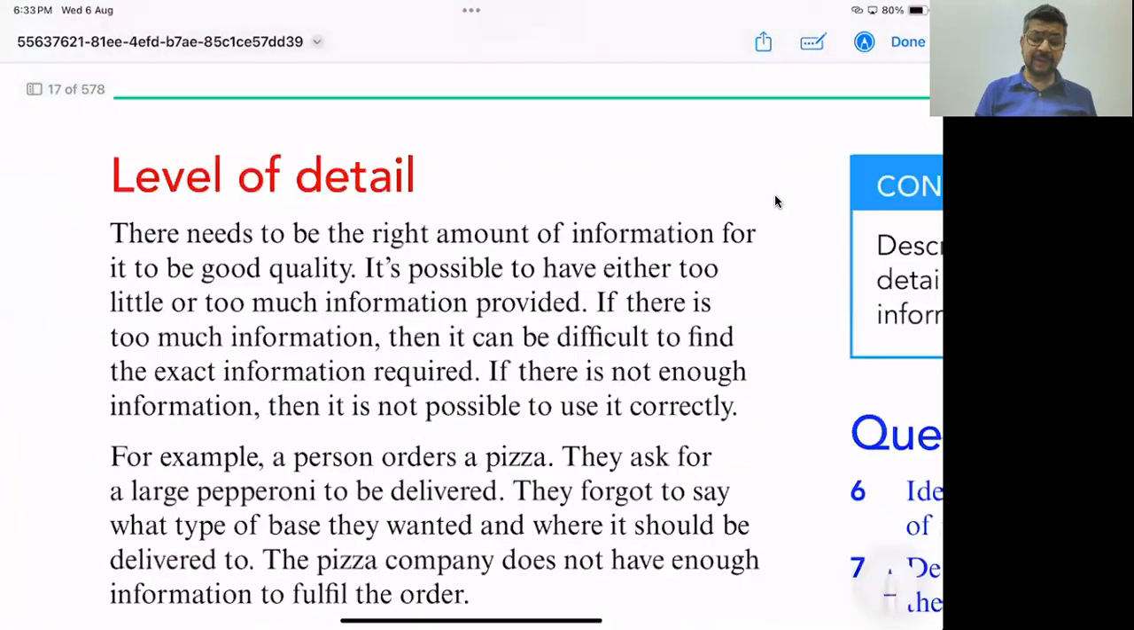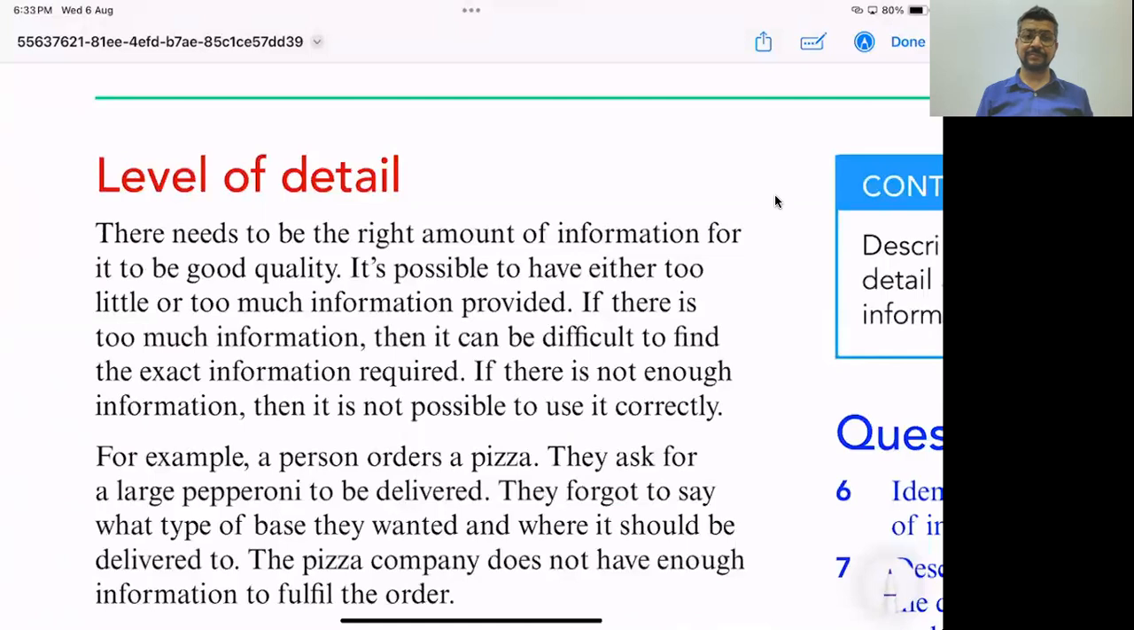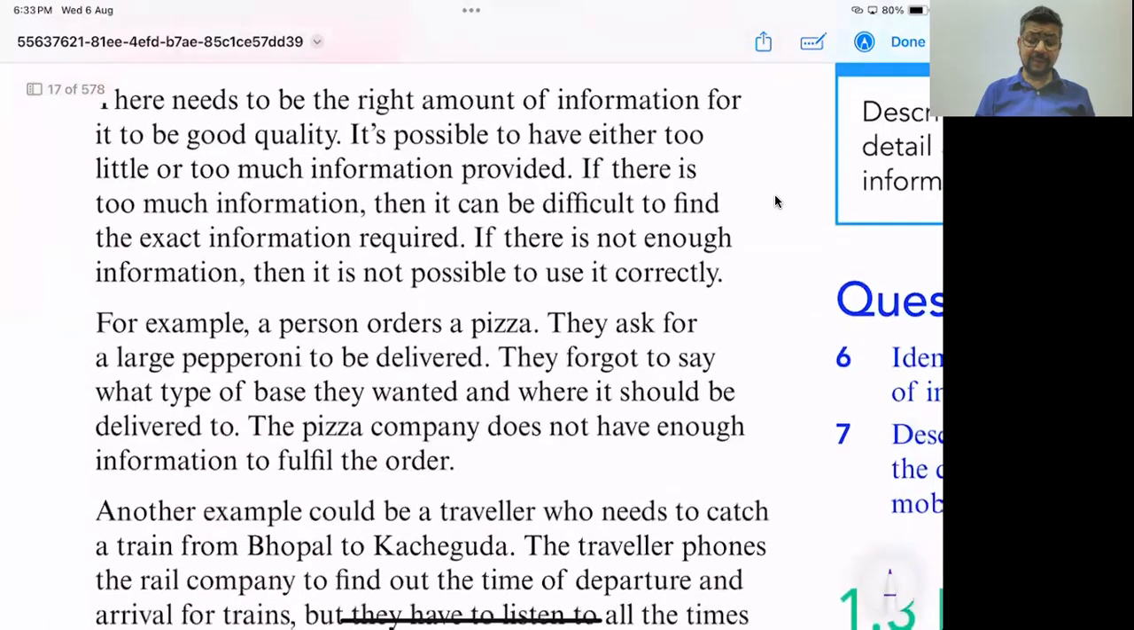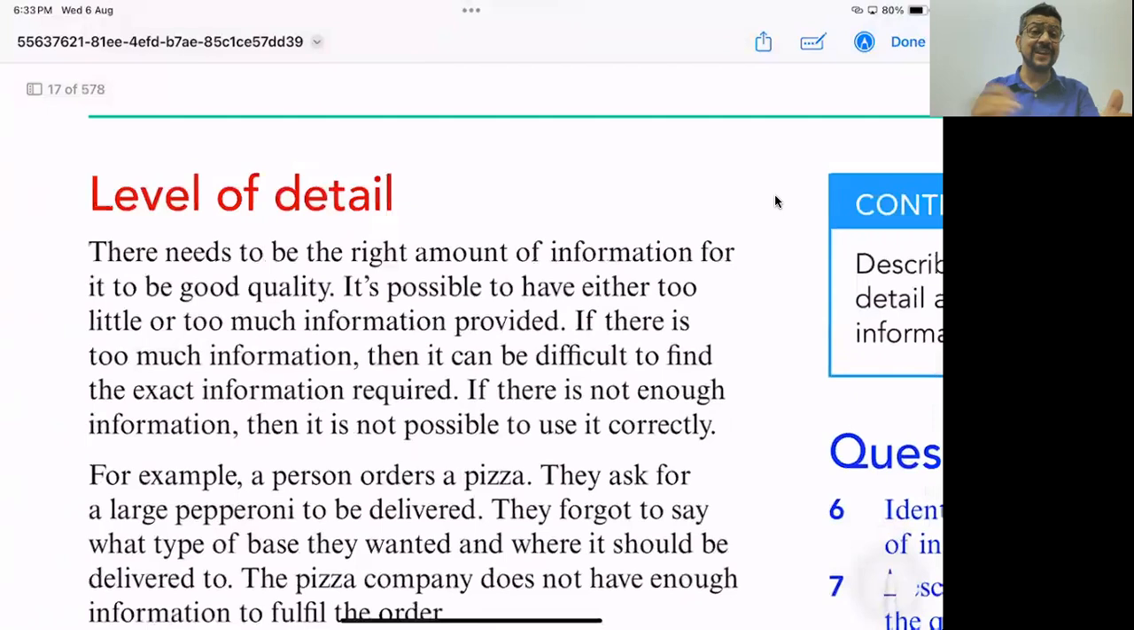Another part, level of detail. How good the quality of the information is. The right amount of information is good detail. Like the example over here, a person orders a pizza. They ask for a large pepperoni to be delivered. They forget to say what type of base they want and where it should be delivered. Incomplete. You require proper, complete information whenever we talk about an order. So it's all about the level of detail.